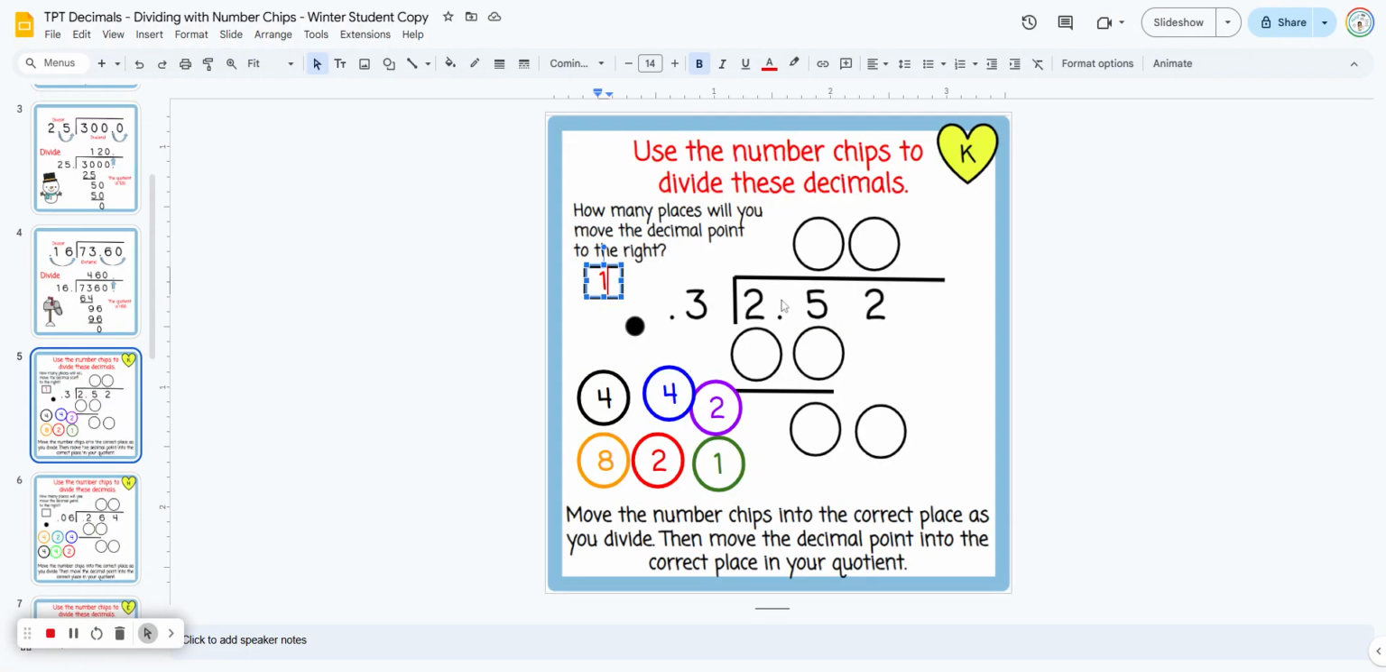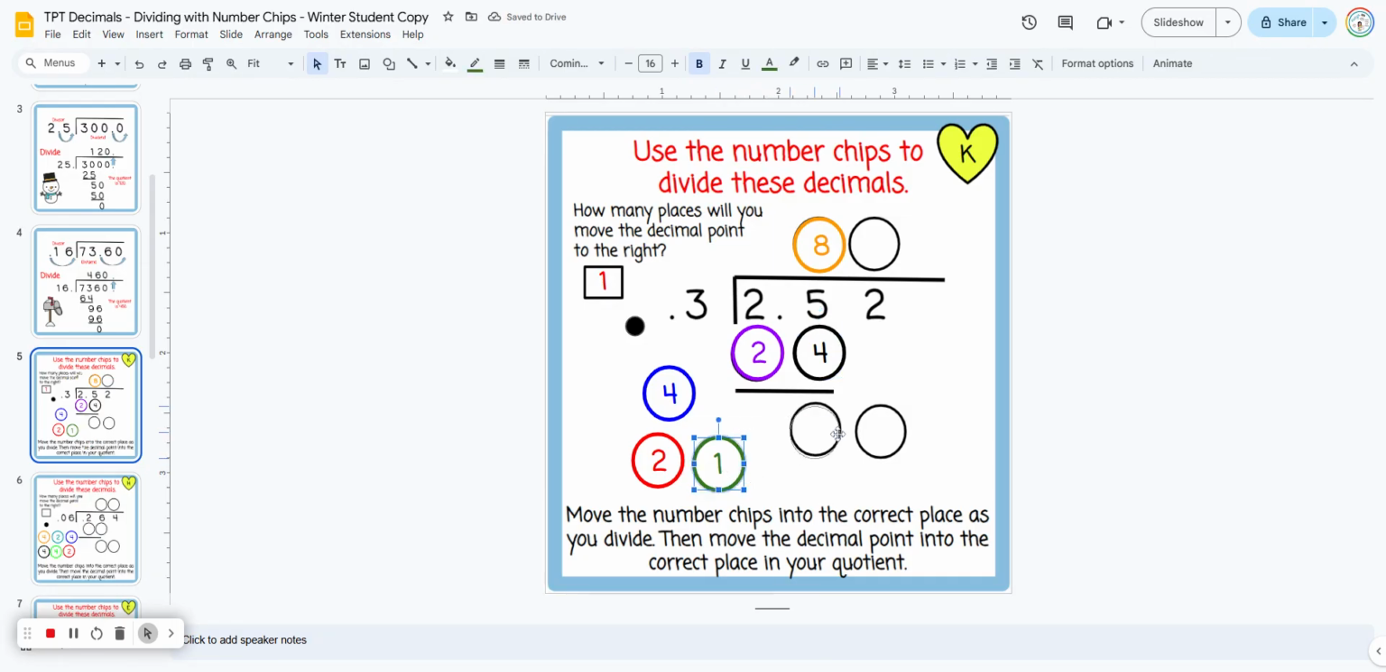So they're going to start here, and they're going to divide as if there were no decimal points. So 3 goes into 25 8 times. So they're going to click and hold on the edge of the 8, and they're going to move it into place. Now they're going to multiply 8 times 3. They're going to get 24. So this is also good practice, a review of long division.